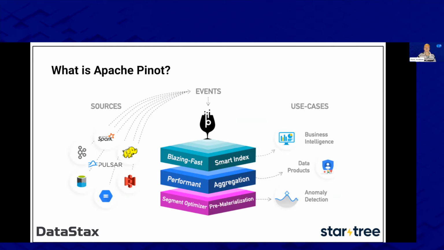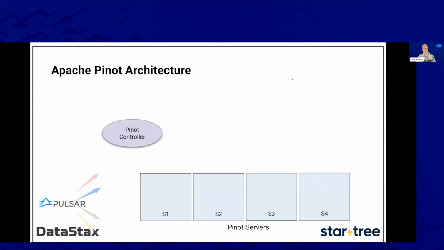In a similar way, what is Pinot? Pinot is an OLAP database, and it processes events coming from streaming tools like Pulsar, but it can also do batch processing of data, like from Spark, or if you had a bunch of CSV files lying around, you could load them in there as well. Let me quickly take you through the architecture of Pinot, now that we've already understood the Pulsar one.